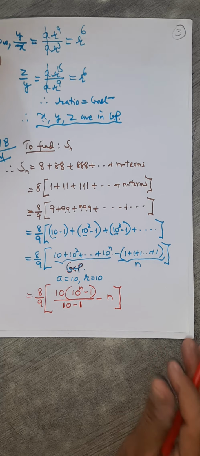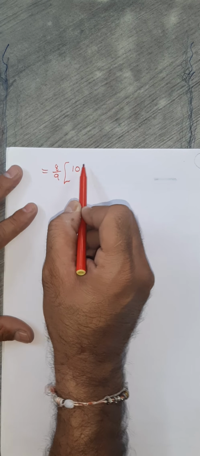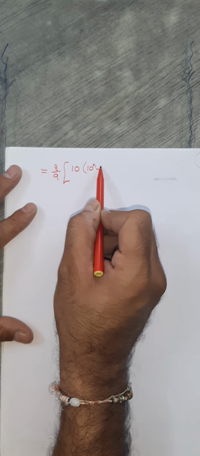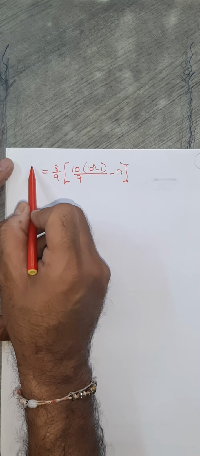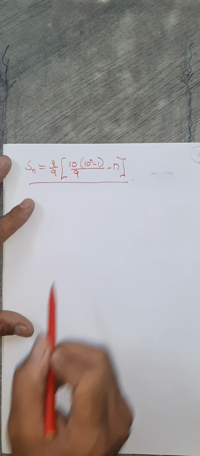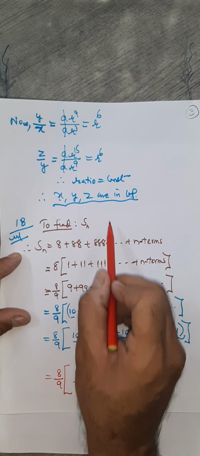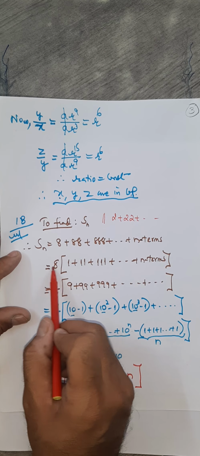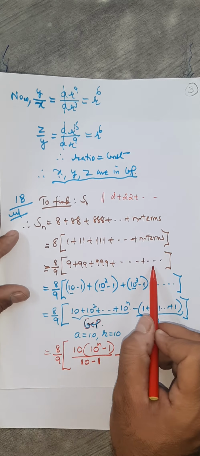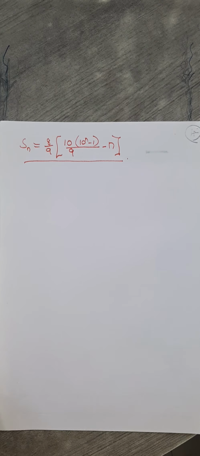So now the last step here will be 8 by 9 as it is outside. What about this? 10 into 10 raised to n minus 1 upon 9, minus n. This is nothing but the required SN. Right? If you have any such question, you can refer to this illustration. If you have 2, 2, 2, for example, 2 plus 2 plus 2 like this, then again take 2 common, 2 outside, multiply and divide by 9. Always reduce into 9. Right? So keep in your mind that there is nothing special about 8 in this question.